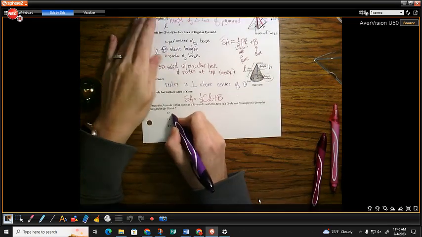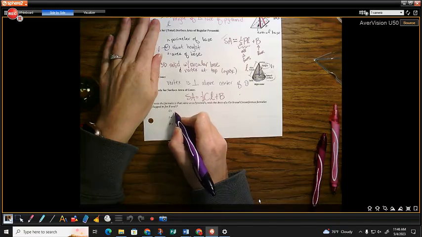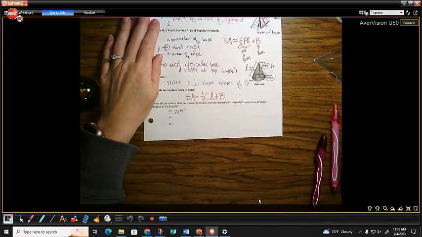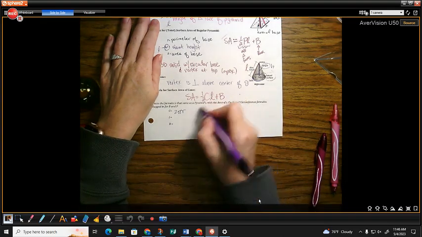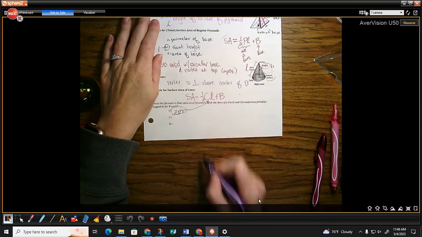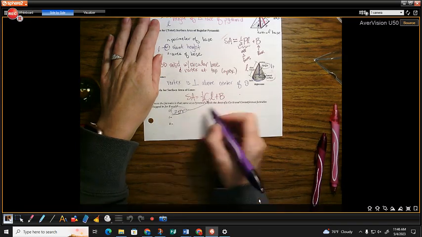But wait, how do you get the circumference of a circle? 2 pi r. So you would have to do formula inception. When you did this, you would have to calculate your circumference using 2 pi r and put it in there. What's this L again?